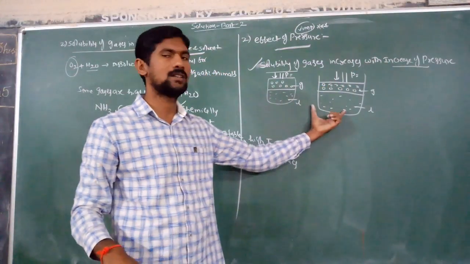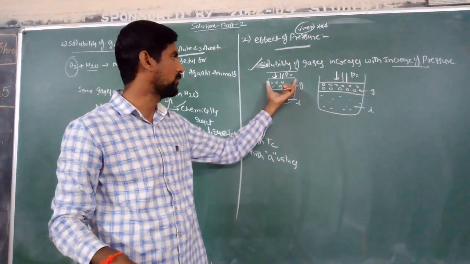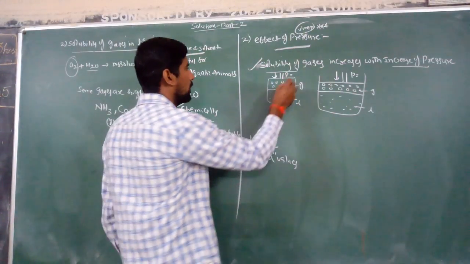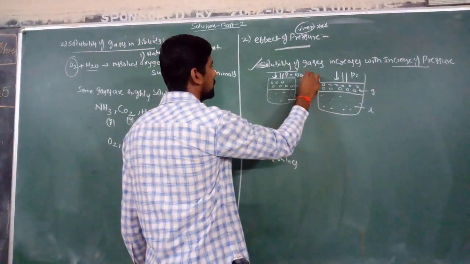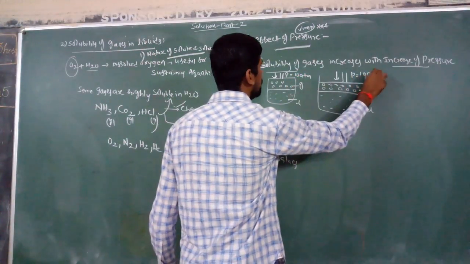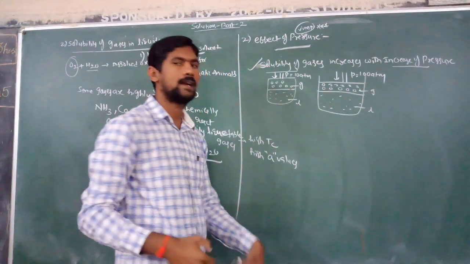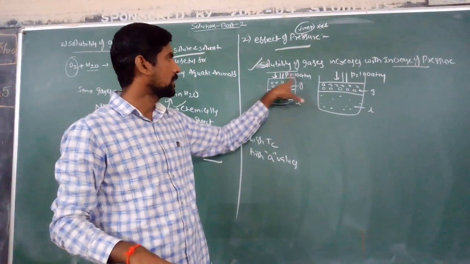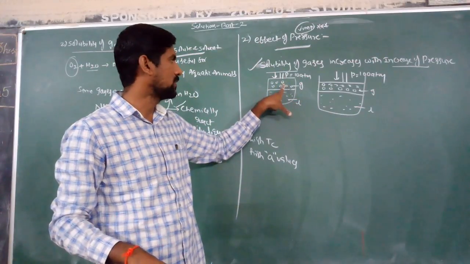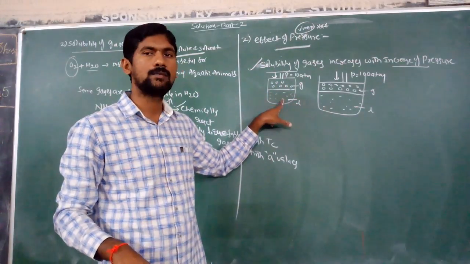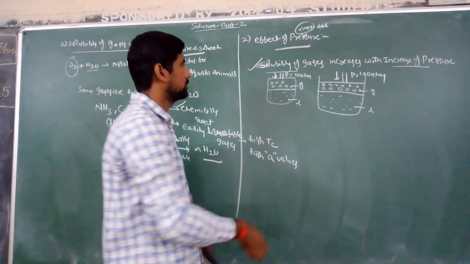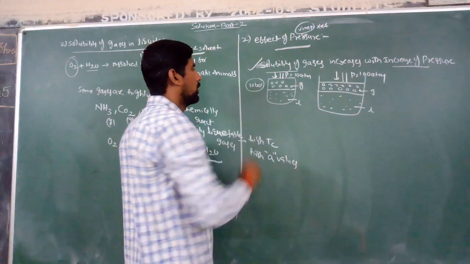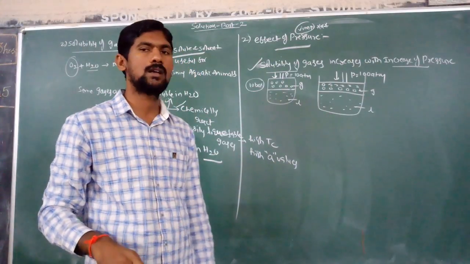Here two vessels are there. The bottom is the liquid phase, the upper is the gaseous phase. In the first case, we apply a pressure of 10 atmosphere, and in the second case, we apply a pressure of 100 atmosphere. In the case of 10 atmosphere pressure, some of the gas is dissolved in the liquid.